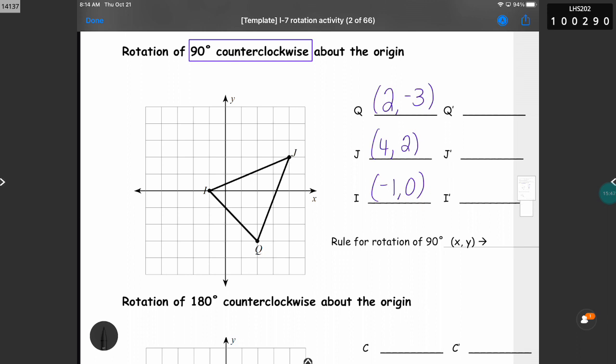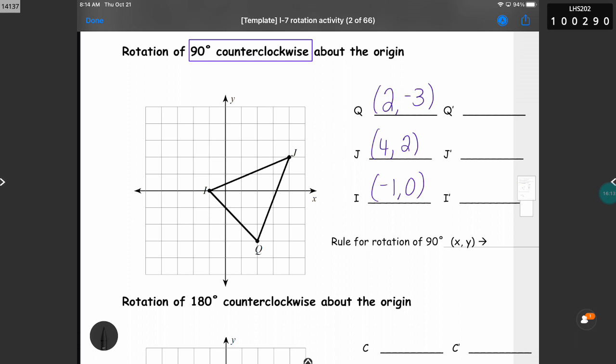Yeah, I prime should be 0, -1. Okay? Q prime should be 3, 2. And J prime should be -2, 4. Is that what we got?